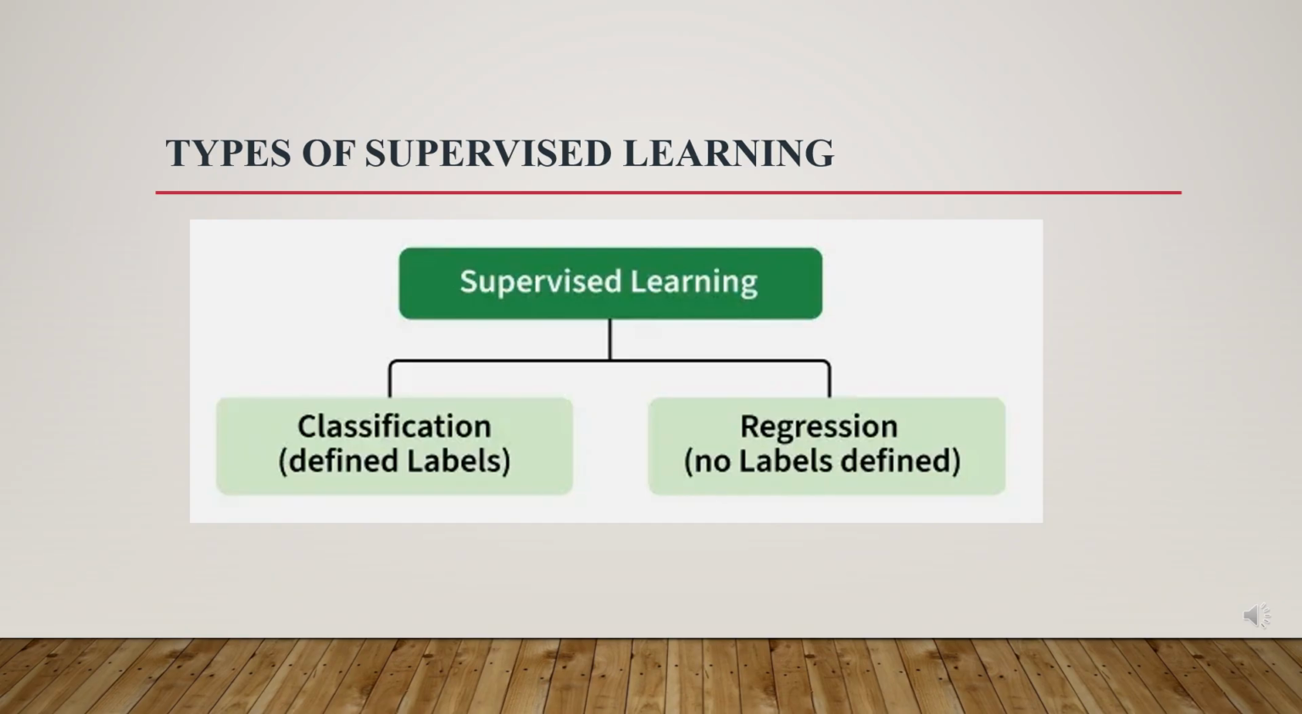Regression, used when the output is a continuous value, such as predicting prices, sales, or temperature. Example, predicting house prices based on features like size or location. Classification, used when the output belongs to a category or class, such as spam or not spam, yes or no, or cat or dog. Example, email spam detection or disease diagnosis.